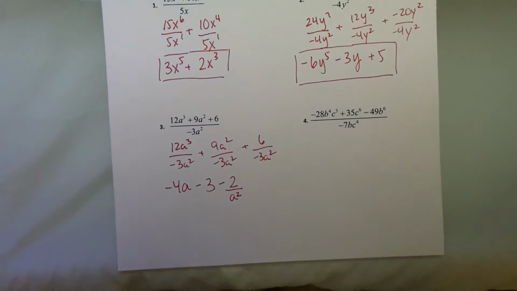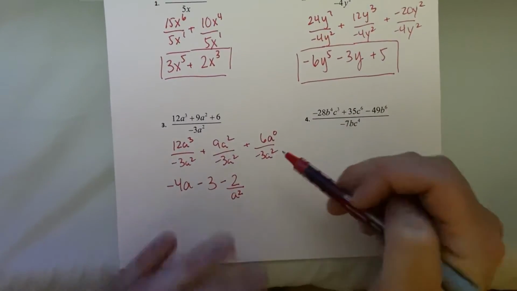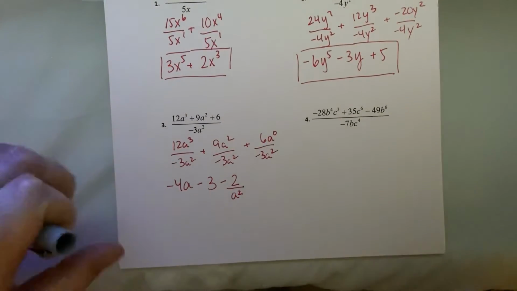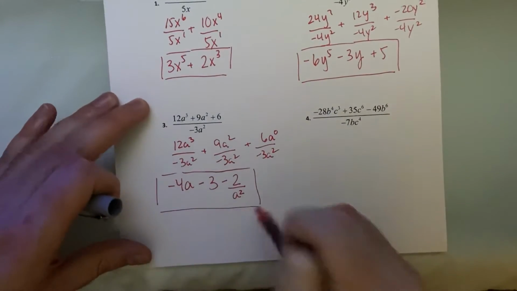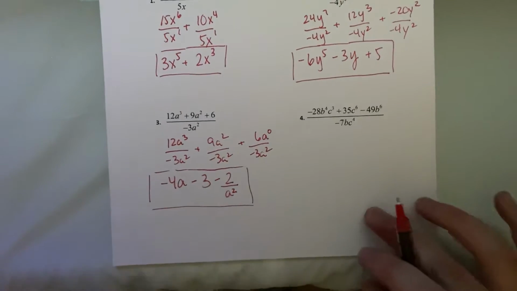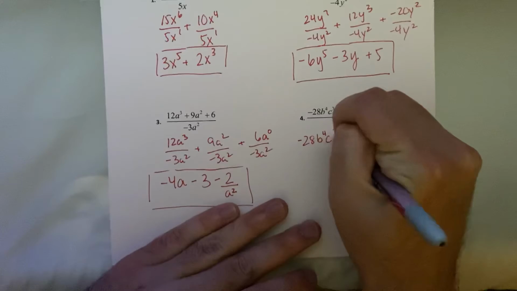It would really be a to the negative 2nd, as if this were a to the 0th. Then if we subtracted, we would get a to the negative 2nd, but we know for negative exponents, we move them down. So sometimes you can have stuff left over in your denominator. Similarly, sometimes you have multiple terms that you've got to deal with, like number 4.